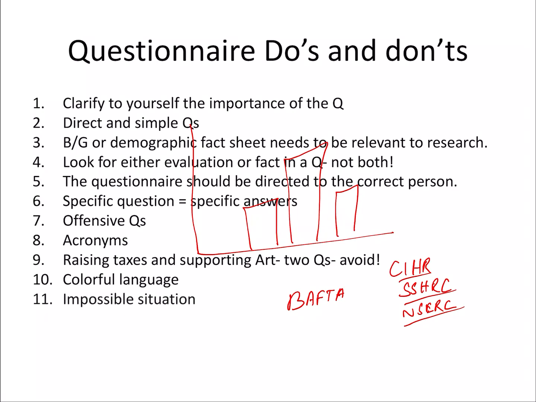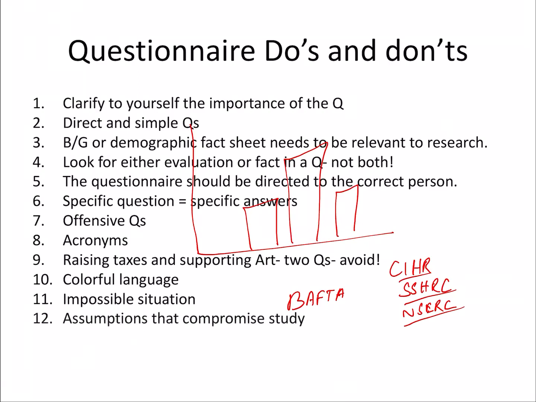Don't ask questions which put people in an impossible situation, because again, it's a question people won't answer. So for example, have you stopped sexually abusing young children? That's an impossible situation. Don't ask impossible questions.